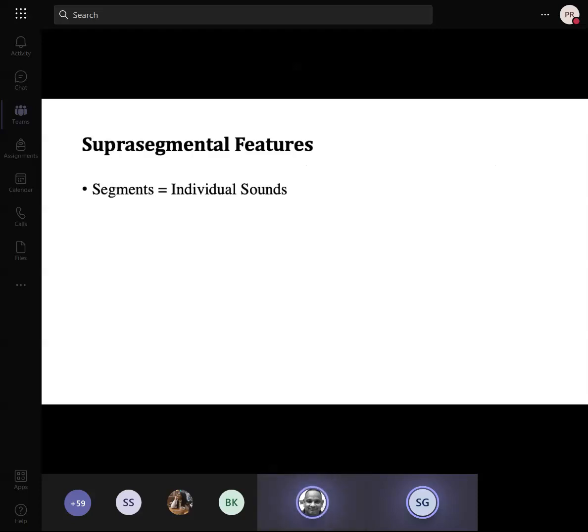Okay, so now let's see why we call them suprasegments. One of the reasons is that these are basically features which are added to the segments. These are not part of the segments, rather they are features added to the segments. And I will give you an example of why they are thought about so.